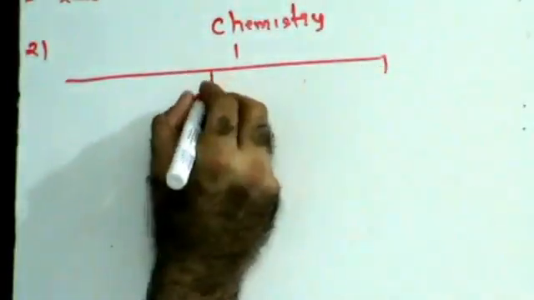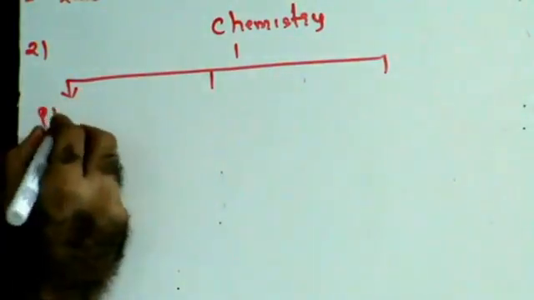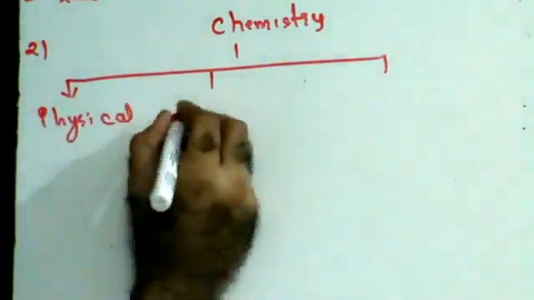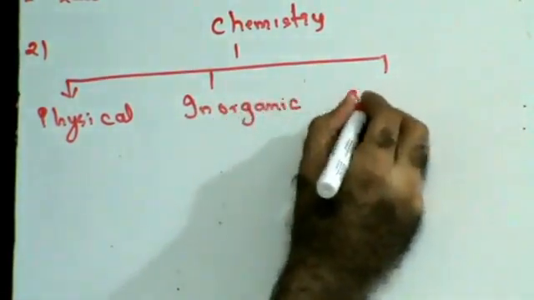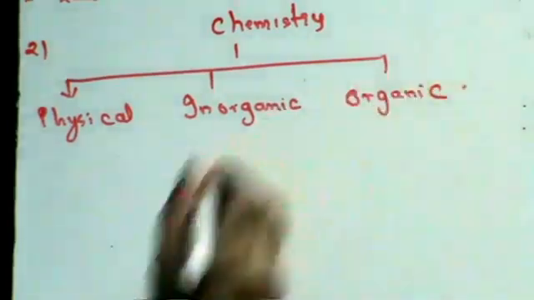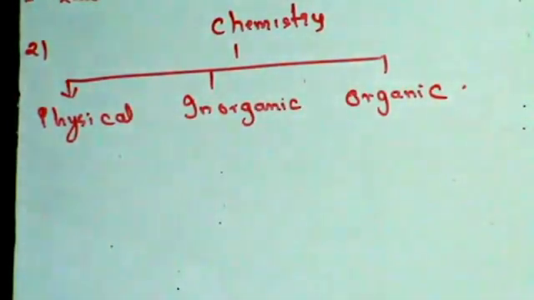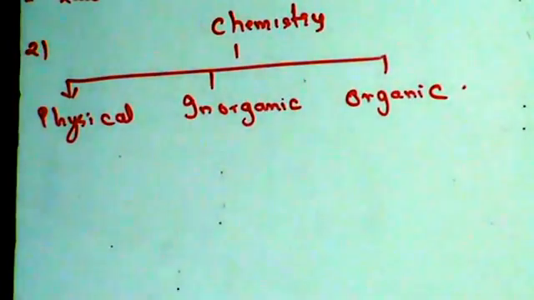Now guys, when we talk about chemistry, chemistry is further classified into three categories: physical chemistry, inorganic chemistry and organic chemistry. What do I learn in physical chemistry? Physical chemistry deals with fundamental principles, laws and theories.